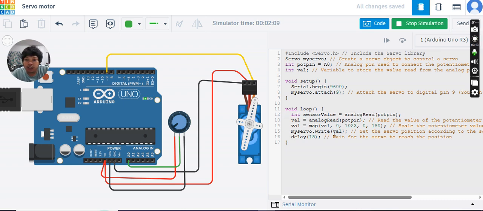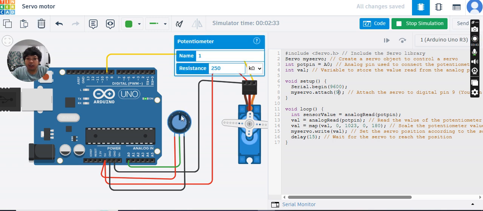So as the value increases, the degrees of the position of the shaft also increase. So for 0 degrees, and then for half, it will be at the 90-degree angle, and then the 180 degrees.